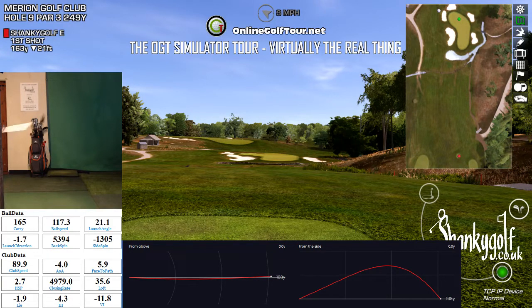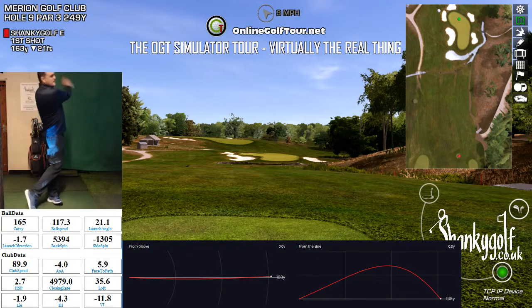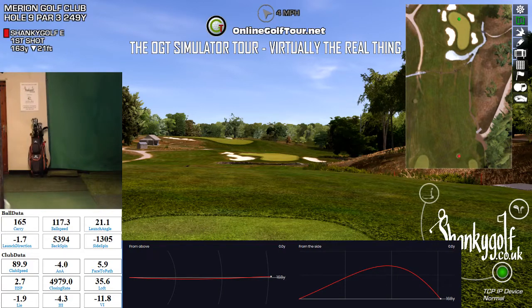It was about not trying to hit it straight. You know what shape you're hitting. So you know what that shape is. You have to visualise.